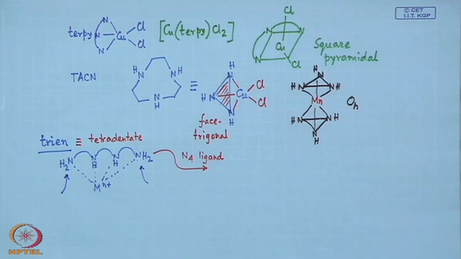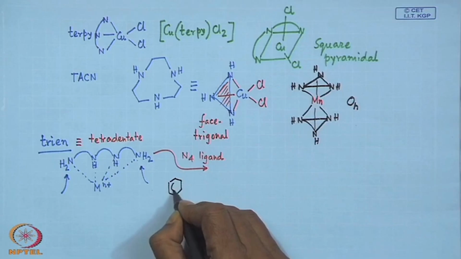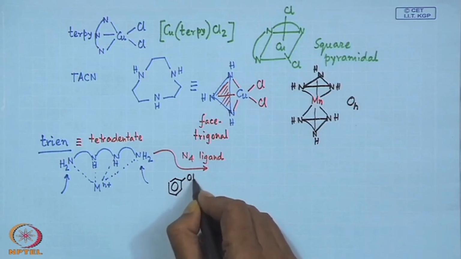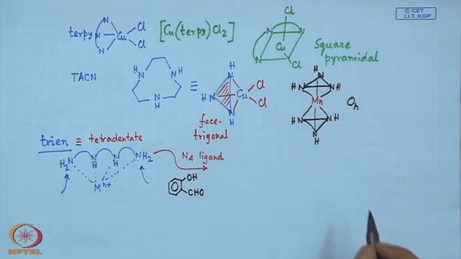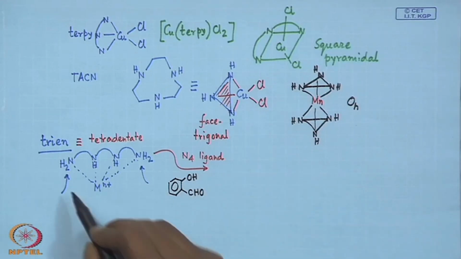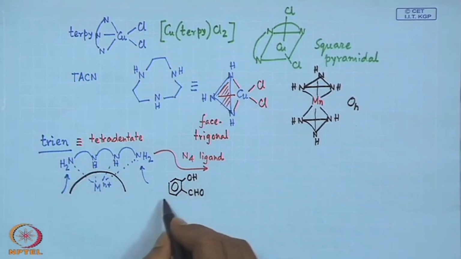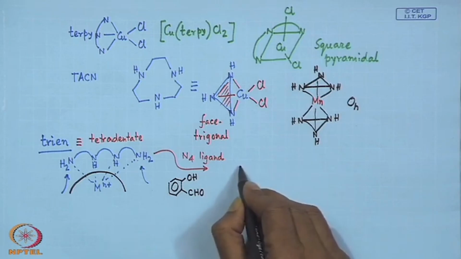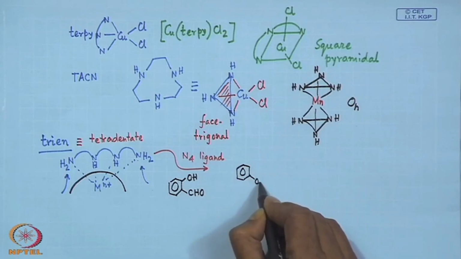at the two ends of the backbone, and these NH2 ends are very well known for the formation of Schiff bases with, say, 2-hydroxy benzaldehyde or salicylaldehyde. So, not from the ligand itself, but from the triene. So, when triene reacts with two molecules of salicylaldehyde, we get the corresponding hexadentate ligand, which is a very useful ligand.